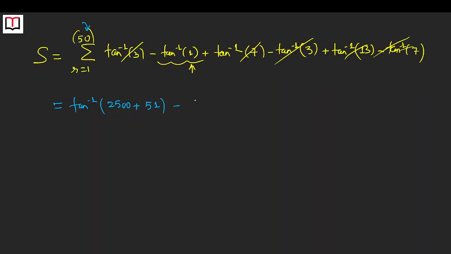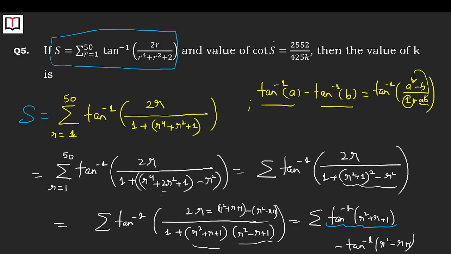51, minus tan inverse of 1, and now we can easily apply tan inverse a minus b again, and whatever is required here we will be able to get. Don't forget that it's cot s, it's not tan s. What we are going to get is actually tan s, then we can convert it to the cot s form.